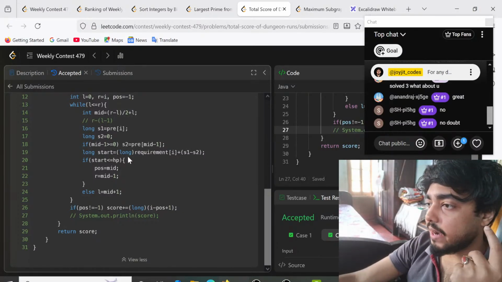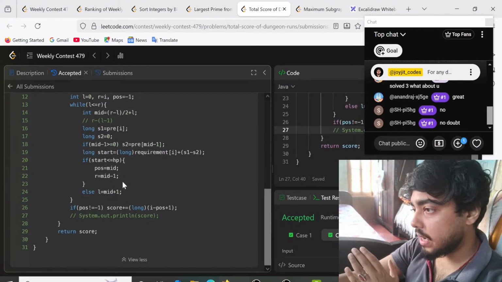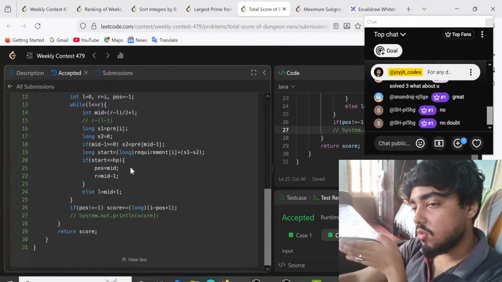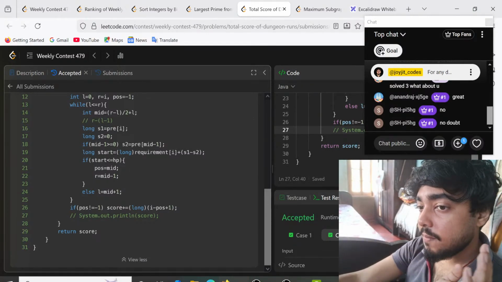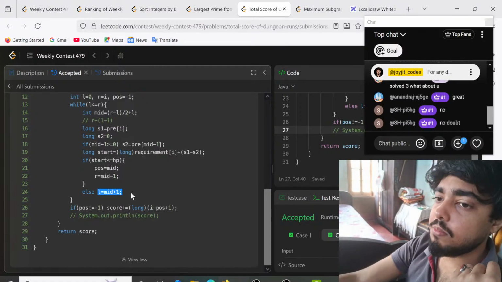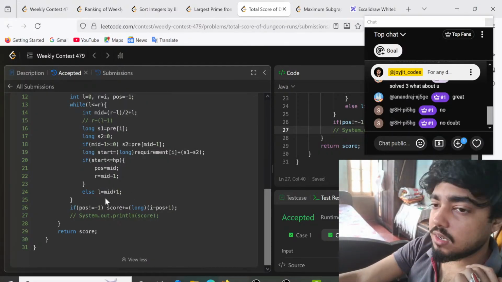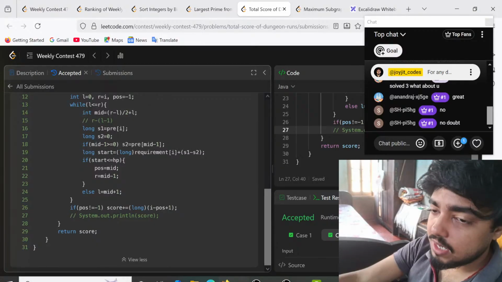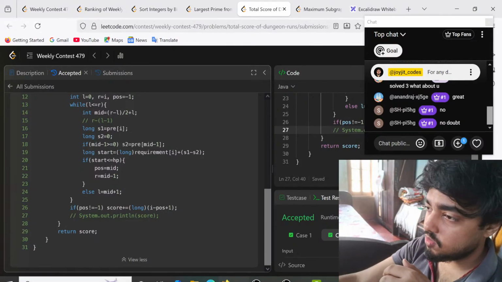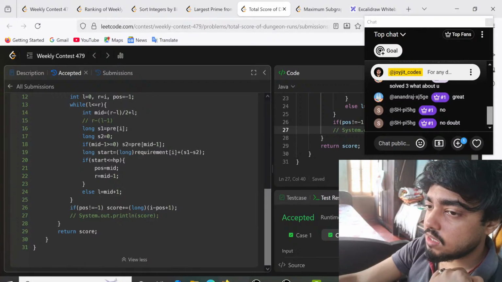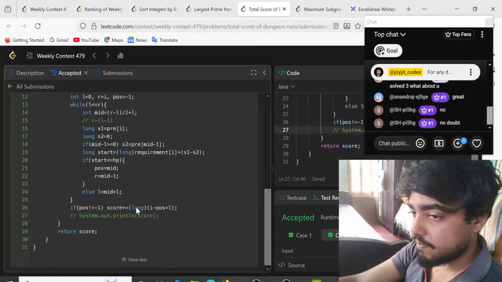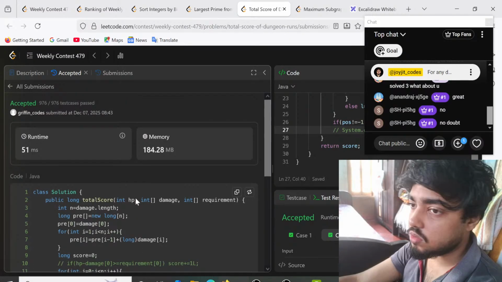But we are greedy, right? We will try to go left. We will try to make R equal to mid minus 1. But if we are not successful in that, then L is equal to mid plus 1. So this is basically the binary search part. And if position is not equal to minus 1, that is, if it is reachable, then score plus equals i minus position plus 1. That is the number of elements between i and position, including both of them. And then we can return score.